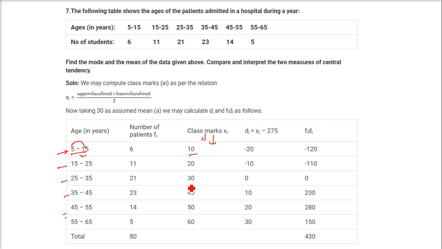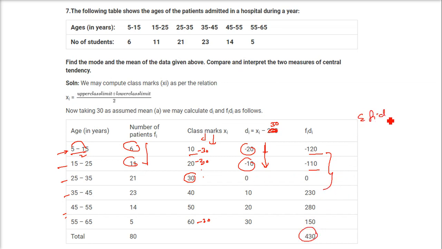Now we'll take some assumed value, an assumed mean. So let us take 30 as the assumed mean. This is 30. So 10 minus 30, 20 minus 30. Like this, all these values have to be subtracted by 30 and we get this column. Now multiply this column with this column. 6 into minus 20 is minus 120, 11 into minus 10 is minus 110, like this.